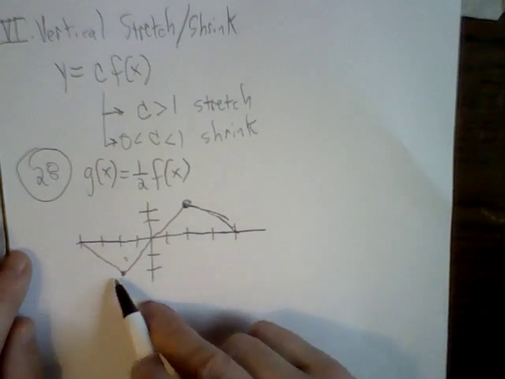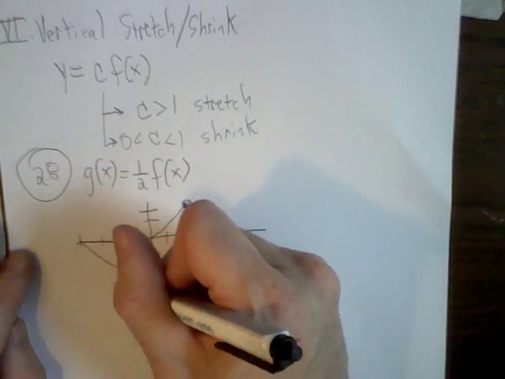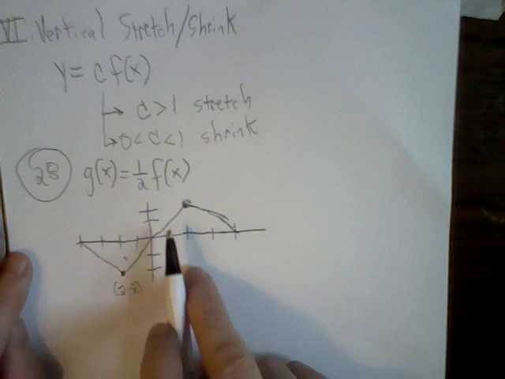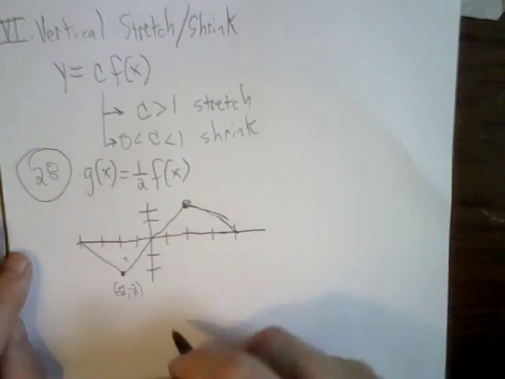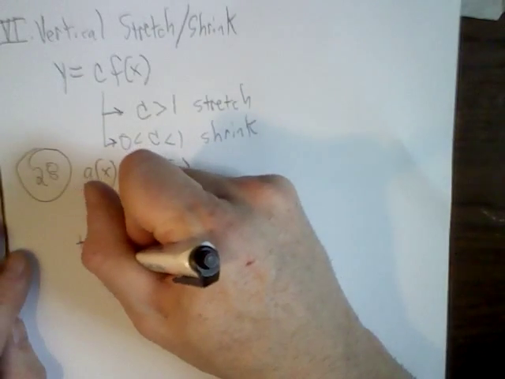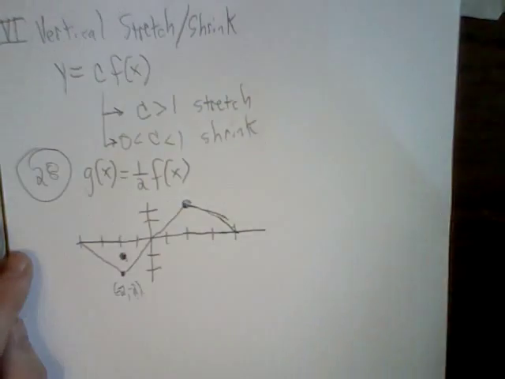So this point here is going to be 2, -2. The end result of multiplying this function by 1/2 is it's going to cut this -2 in half. So you're going to end up with 2, -1. Okay, so it's going to end up right here. The end result is it's smushing the graph. Let me put this in red.